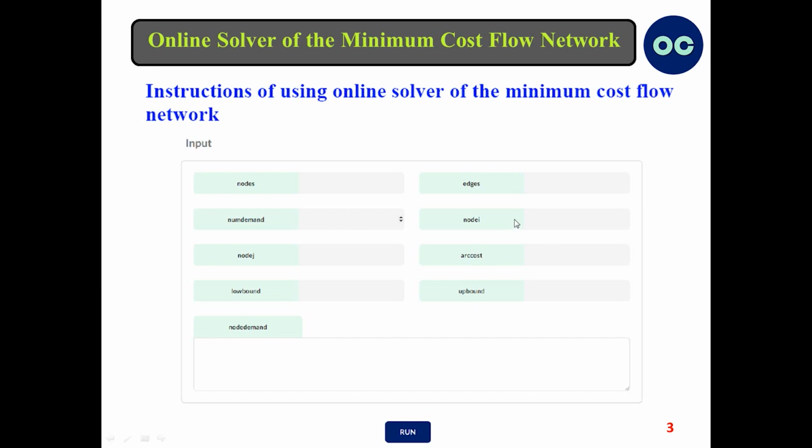Node I is a vector that has the number of edges plus 1 components that store the beginning node of each arc. The first component is considered to be 0. Node J is a vector that has edges plus 1 components that store the end node of each arc. The first component is considered to be 0. Arc cost is a vector with edges plus 1 components that store the cost of each arc. The first component is considered to be 0. We put a 0 for the components that do not have an arc.